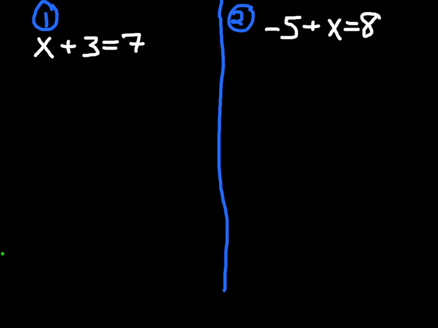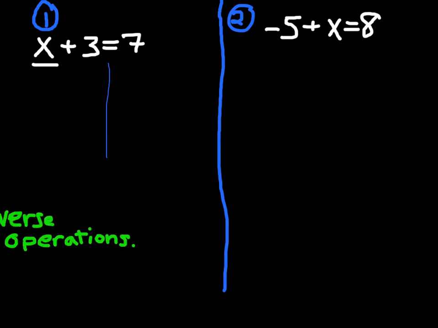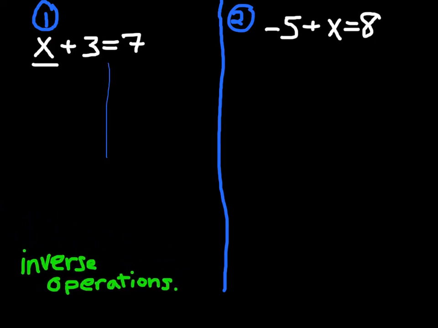Number 1 here says x plus 3 equals 7. Now our goal is to get our x by itself. And to get the x by itself, all we need to do is move things back and forth across our equal sign right here. And the way we do that is with inverse operations. The inverse operation means like the opposite of.